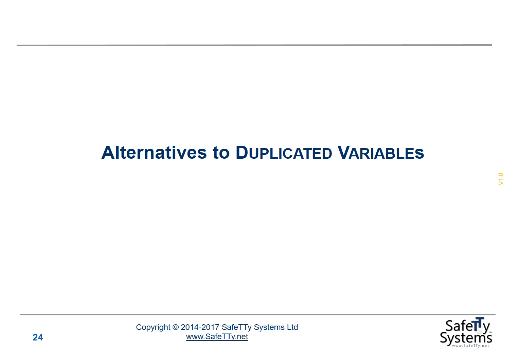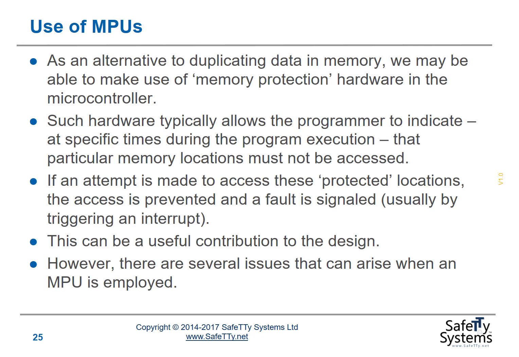There are, of course, alternatives to the use of duplicated variables. I want to look at some alternatives to the use of duplicated variables over the course of the next few slides. One of the main suggestions that people make when I discuss the use of duplicated variables with them is, we don't need duplicated variables, we have a memory protection unit in our microcontroller. And that's certainly something that is worth considering.